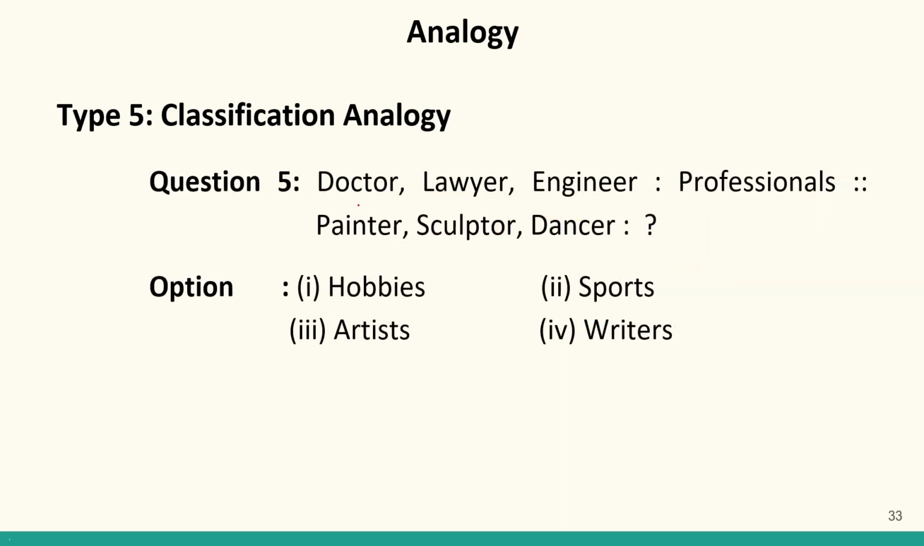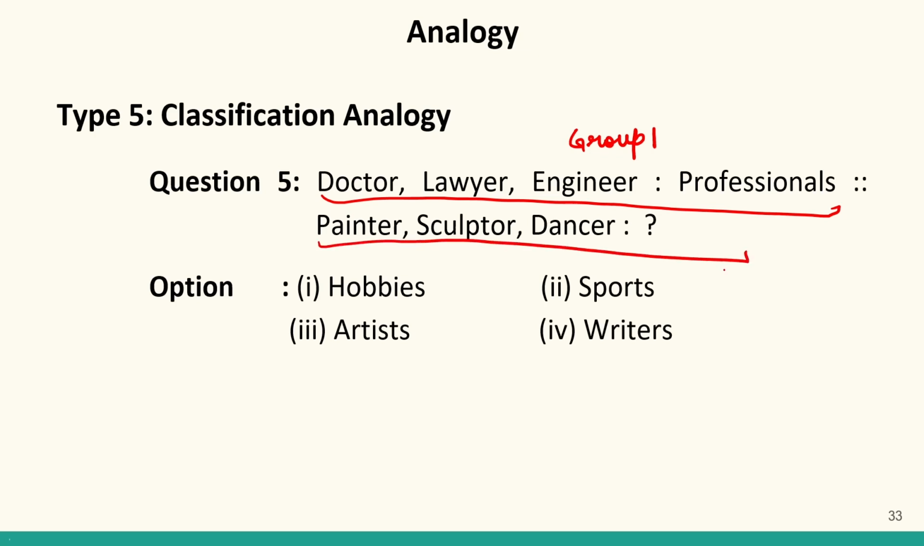Now, doctor, lawyer, engineer are all professionals. This is group 1 or classification 1, category 1, whatever you want to call it. So doctor, lawyer, engineer are all professionals. So what do we call painters, sculptors, and dancers? So painter, sculptor, dancers, this is group 2.